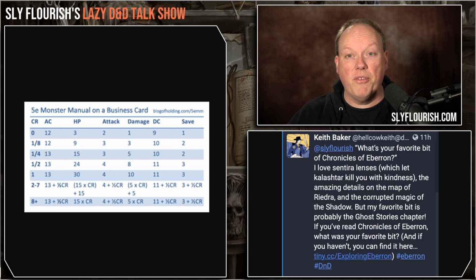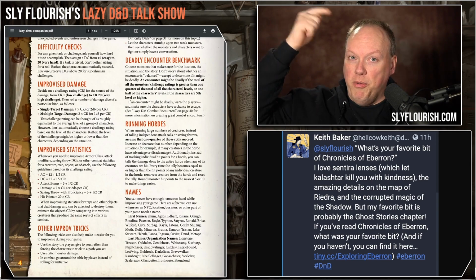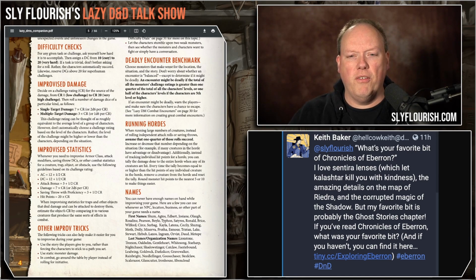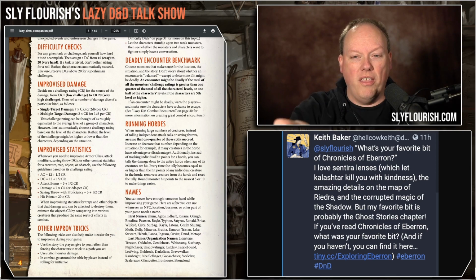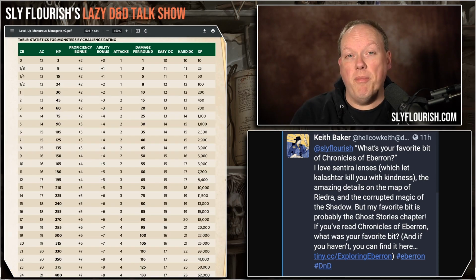You want to know what the numbers are? Check out the Lazy DM's Companion. You can pick it up in the Sly Flourish bookstore down below, PDF or physical versions, beautiful offset printed physical versions. And on page 4 are the improvised statistics. I think the sample chapter also includes this. So if you want to see what those numbers actually are, they're in the sample chapters, which you can get for free.